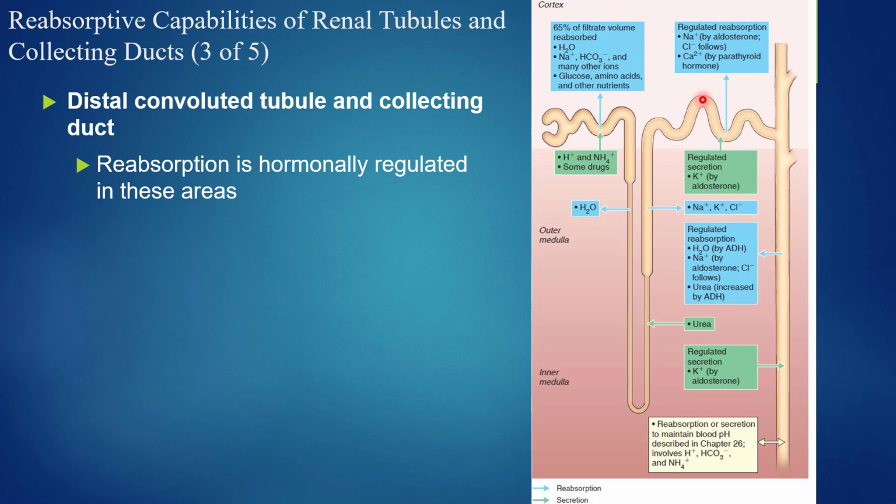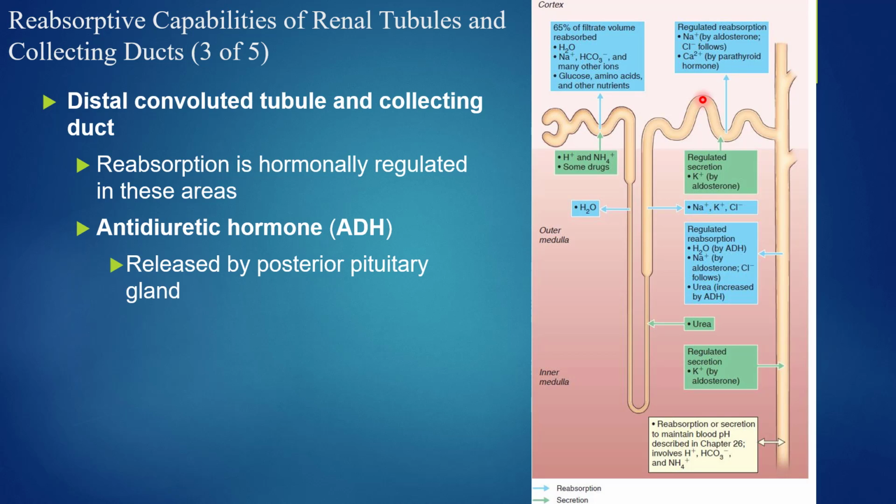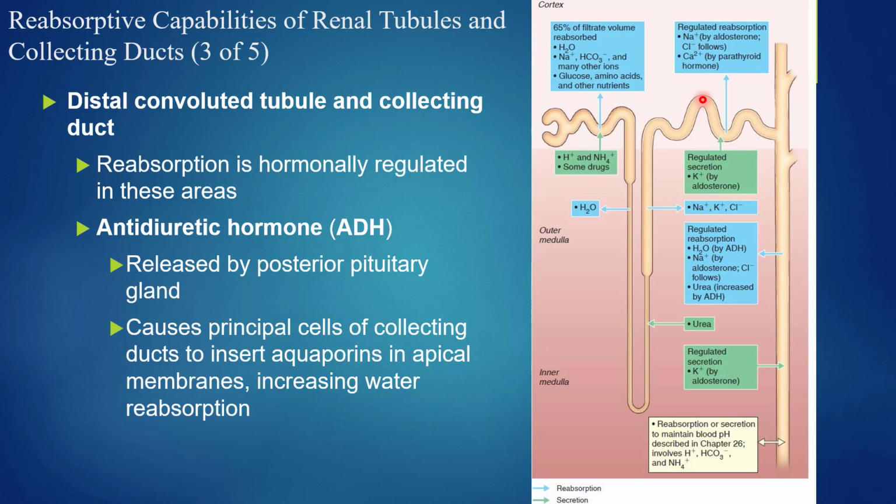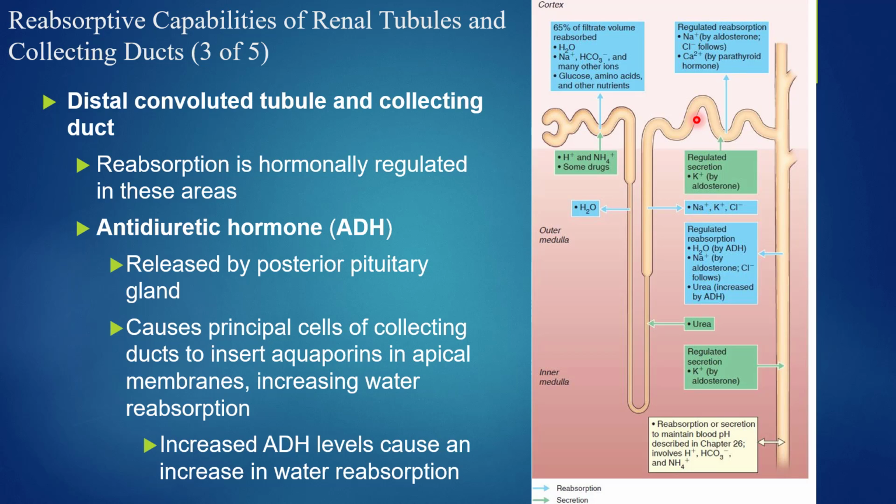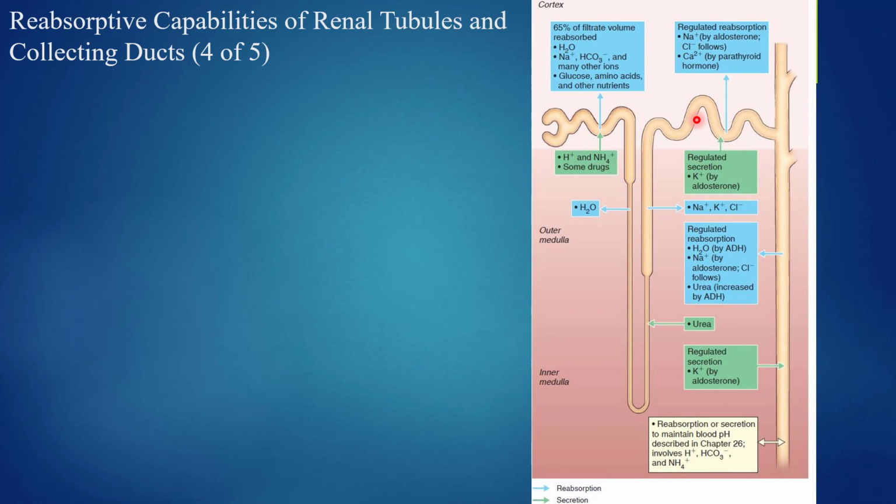Reabsorption here is hormonally regulated in these areas, and the hormone involved here is the antidiuretic hormone. It is released by your posterior pituitary gland. It causes the principal cells of the collecting ducts to insert aquaporins. Okay, so here you have facultative water movement, and by inserting aquaporins in the apical membranes, increasing water reabsorption. Now, an increase in antidiuretic hormone level would cause an increase also in water reabsorption here.